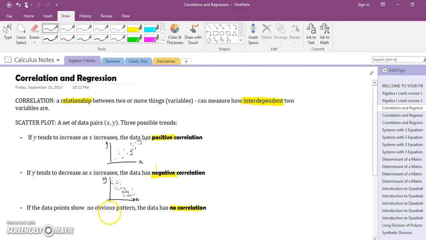Now, if there's no obvious pattern between X and Y, so as X is increasing, you have no idea what Y is going to do, that would be none. Your points are just all over the place. There's no relationship between your two variables. If you haven't copied this down yet, pause the video now and get these brief notes done, and then I'm going to move on.